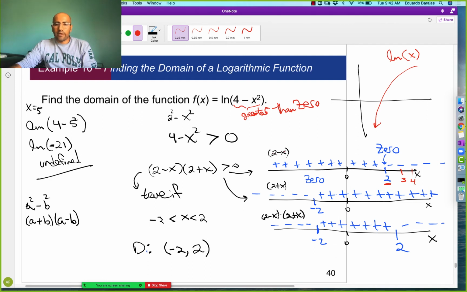Right? So 2 minus 3 is negative. 2 minus 4 is negative. 2 minus 5 is negative. So it's negative, negative, negative that way. Here's a 0. And then in this direction, we're going to get positives. If we plug in a positive 1, 2 minus 1 is positive. If we plug in a negative 1, 2 minus negative 1 is actually 3, which is positive. So they're all positive in this direction.